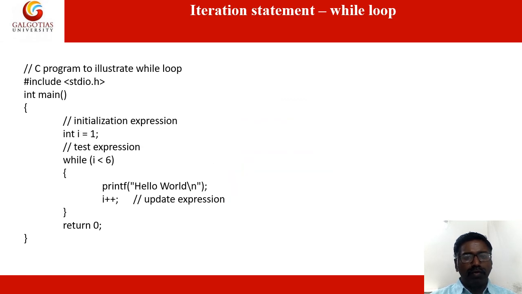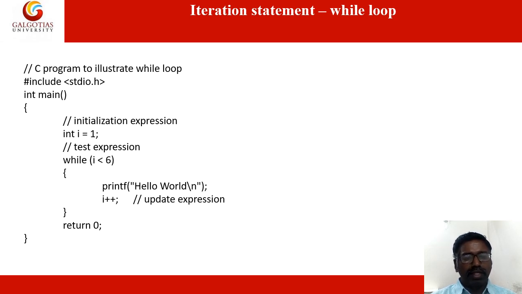Following the lecture, we have a small example for the while loop. Here we have a variable i equal to 1. i is declared and then initialized to 1. And what is our test expression? While i is less than 6, we are going to repeat something. What are we going to repeat? We are going to print hello.